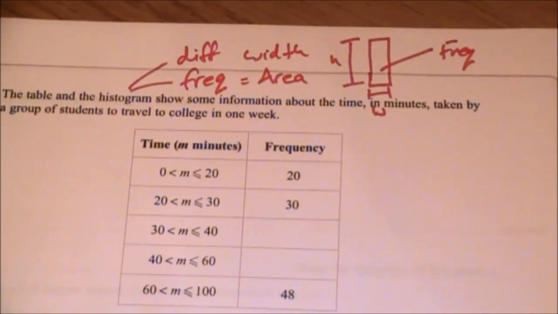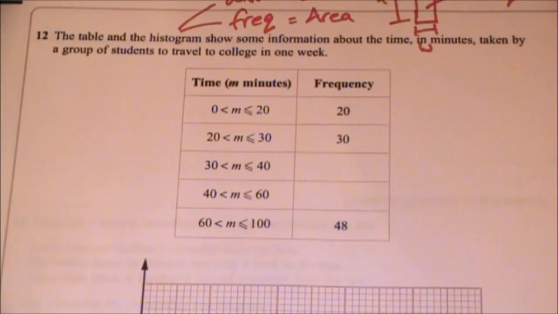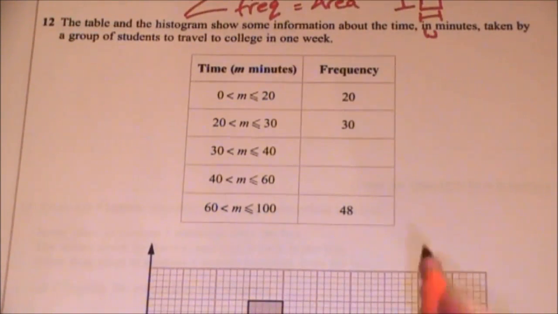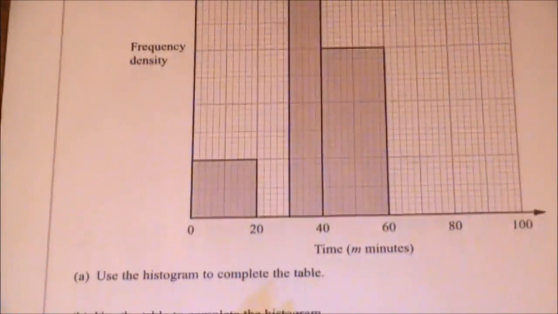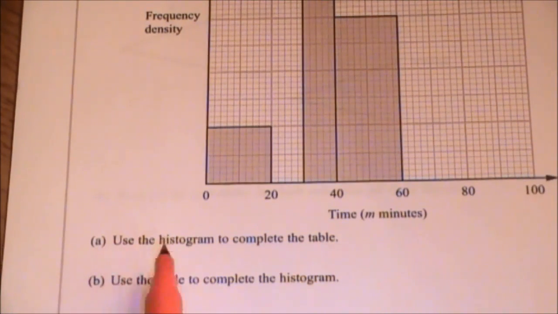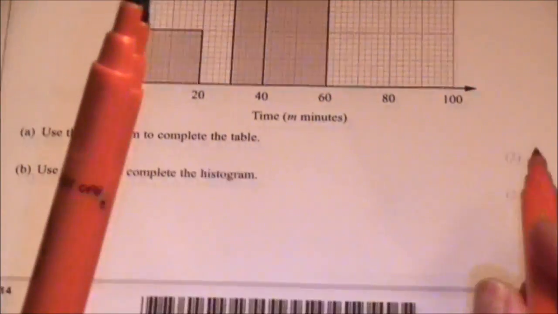Okay, so keep that in mind. It's just the area of a rectangle. The table and the histogram show some information about the time in minutes taken by a group of students to travel to college in 1 week. Part A says use the histogram to complete the table. Part B also says use the table to complete the histogram. And there's 4 marks up for grabs there, 2 marks each.